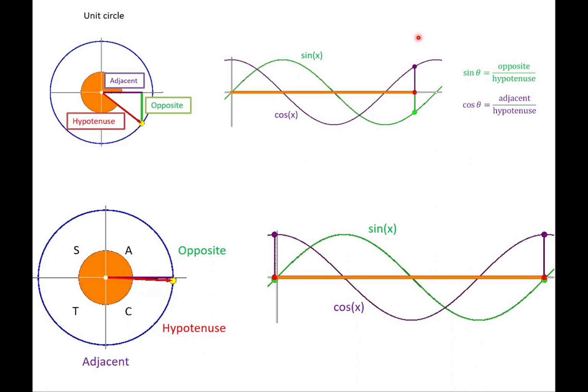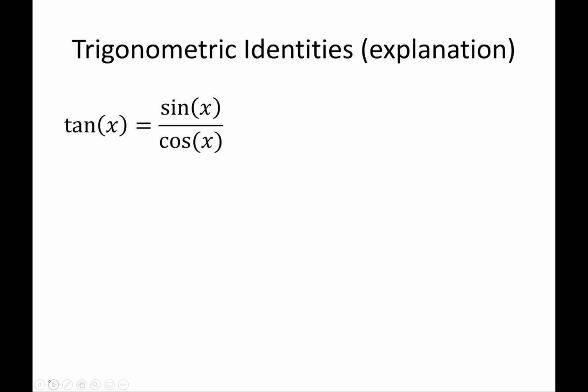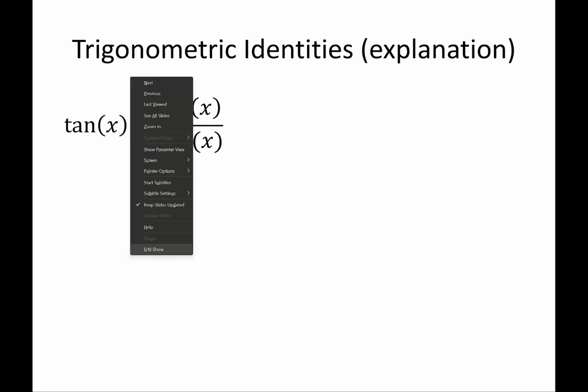So I know it's a little bit confusing, probably not the best explanation out there, but this is the best I can do as an explanation for how the graphs of the cosine function and the sine function are connected to that CAST rule. Okay. And it's probably best to stop this and continue in a new video.